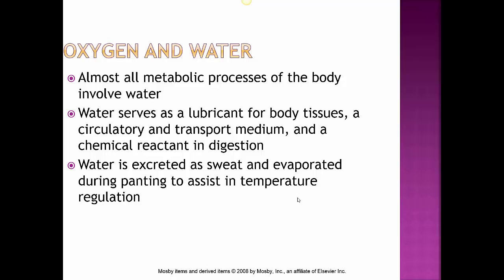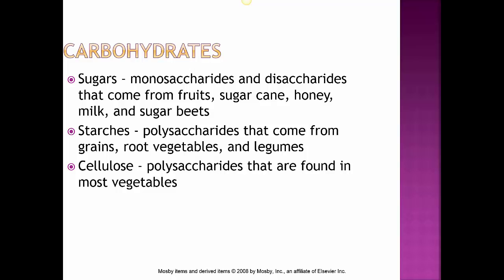Moving on to carbohydrates. These are going to be broken up into things like sugars, starches, and cellulose. Sugars are your simple monosaccharides and disaccharides. So when you hear something called a sugar, it's still a carbohydrate, but it's going to be monosaccharides and disaccharides. So very simple carbohydrates, very easy to break down. They come from things like fruit, sugar cane, honey, milk, and sugar beets.